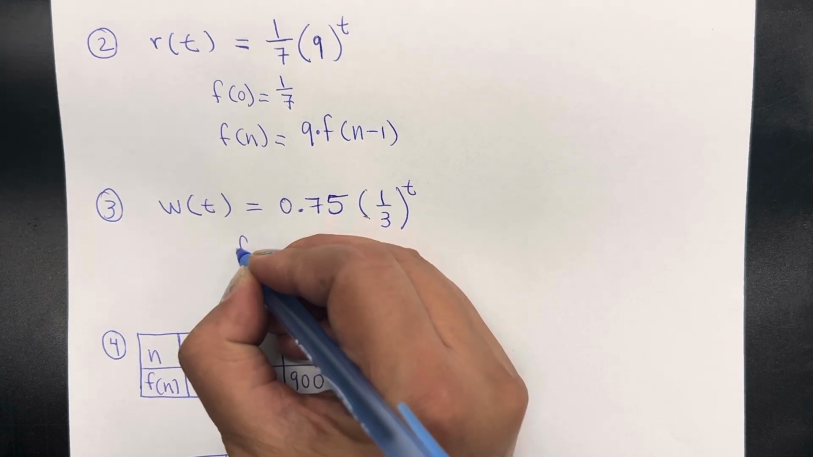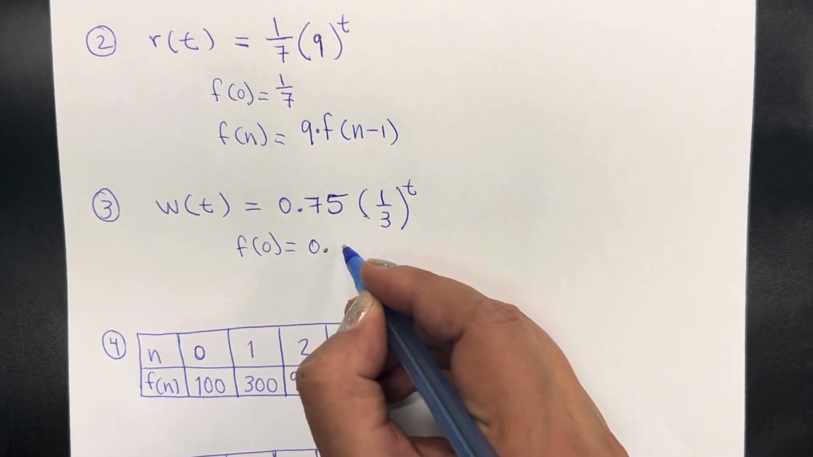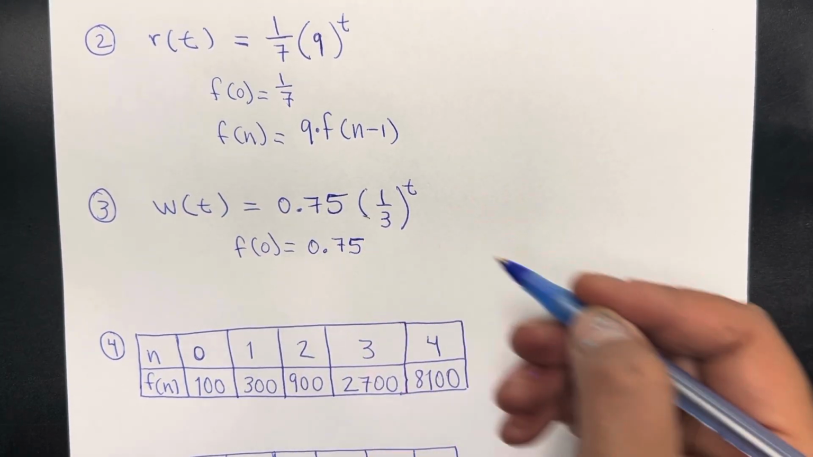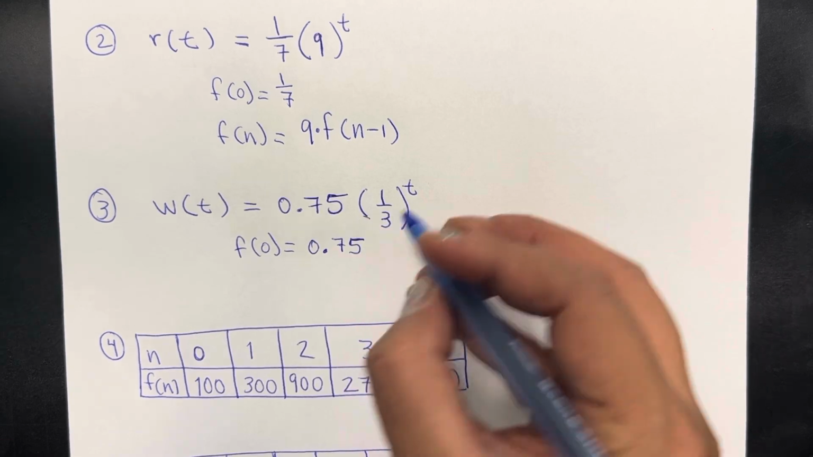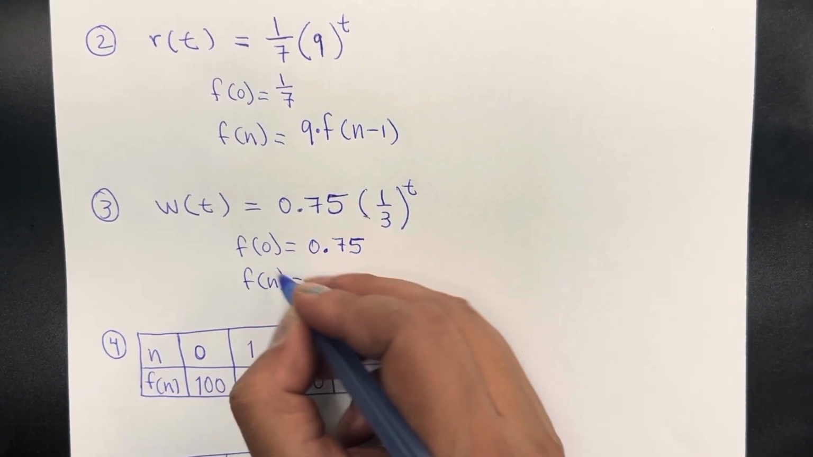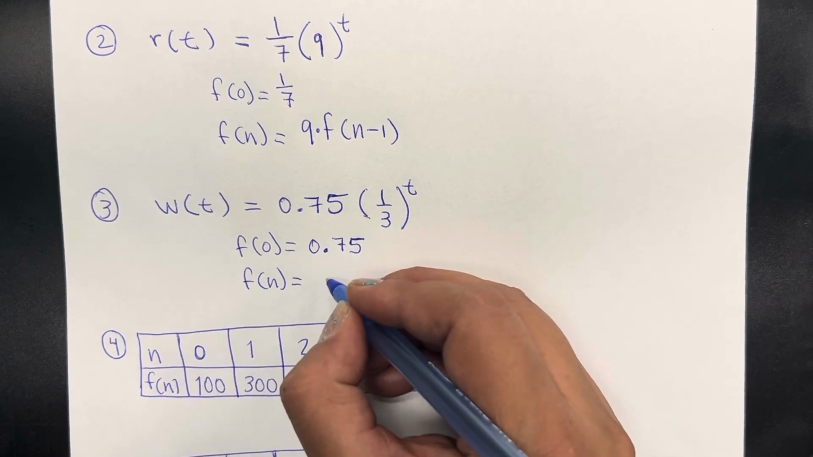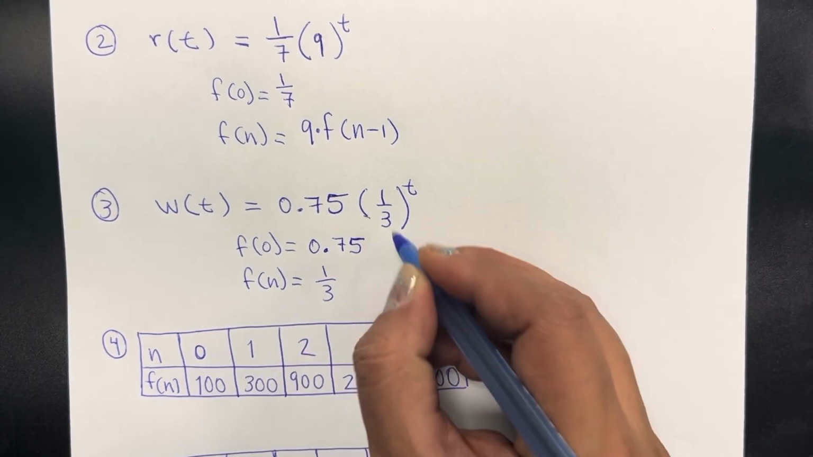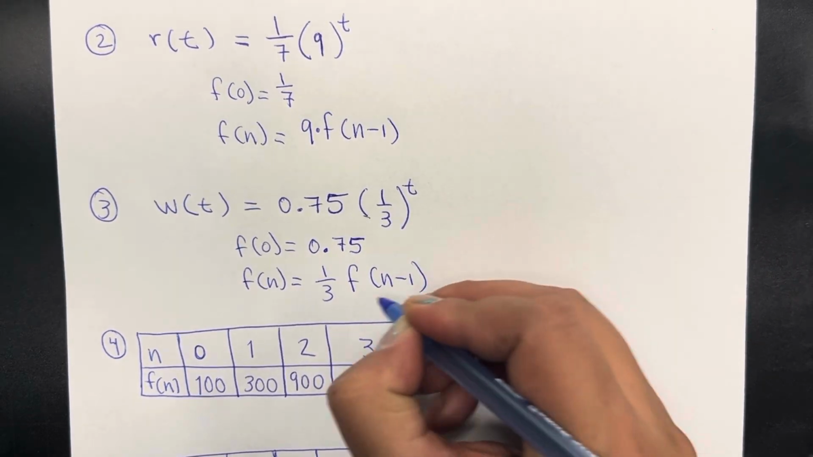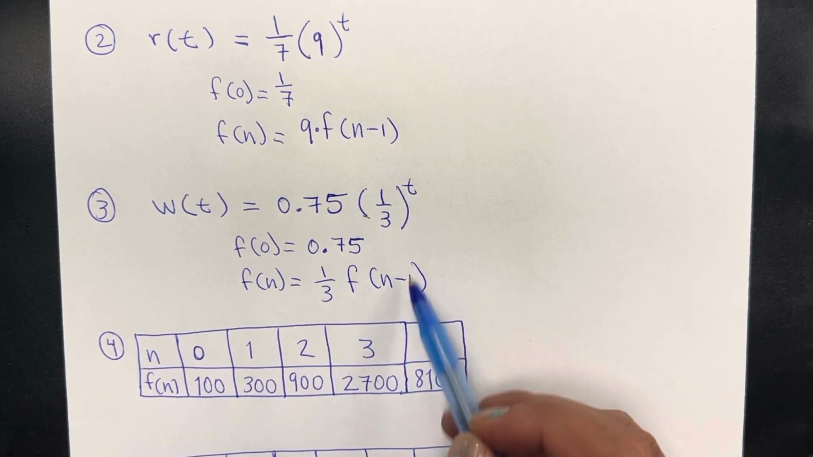For number 3, f of 0, what is the initial point? 0.75. So this is not difficult, it's just understanding what to place where and what is always part of that recursive rule or recursive formula. In here is 1/3, that's the base, times f of n minus 1. F of n minus 1 just means multiply by the previous one.